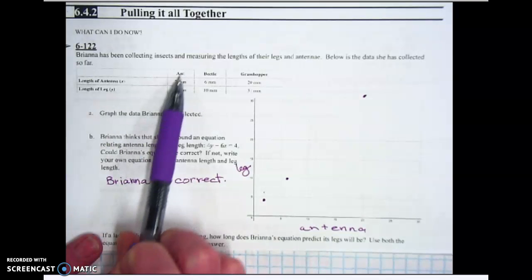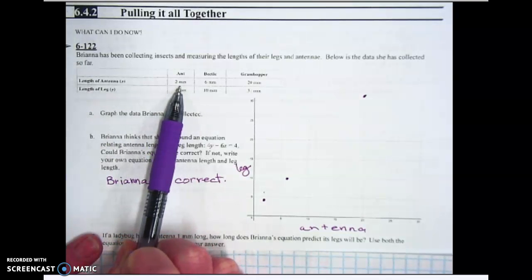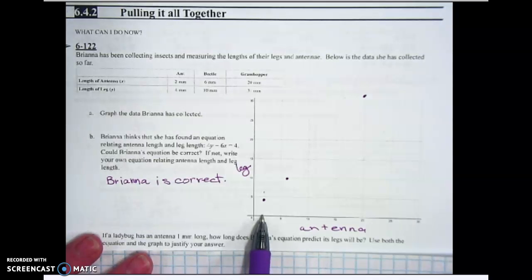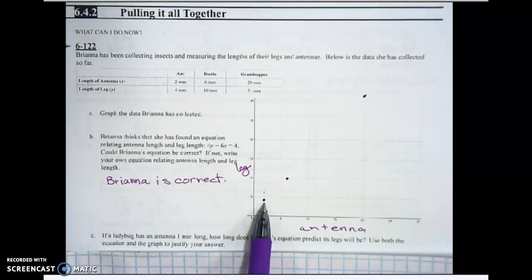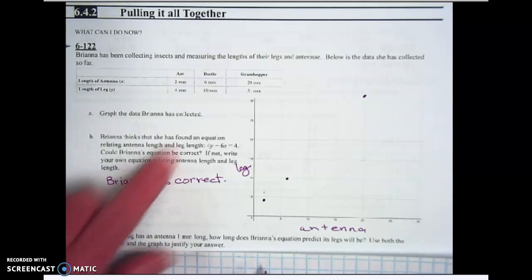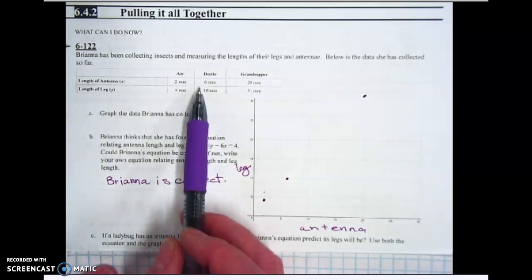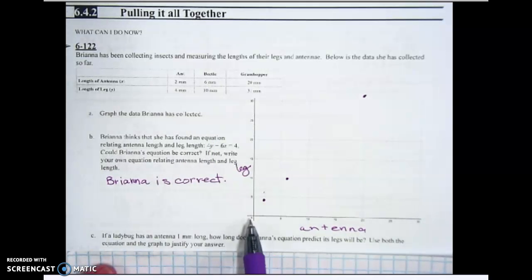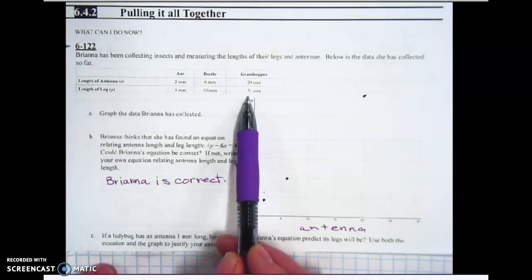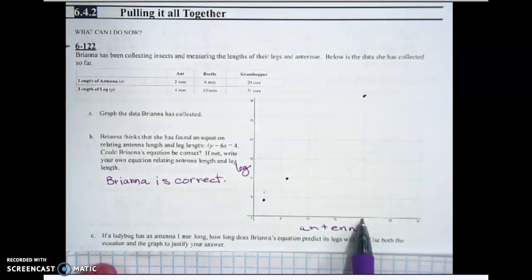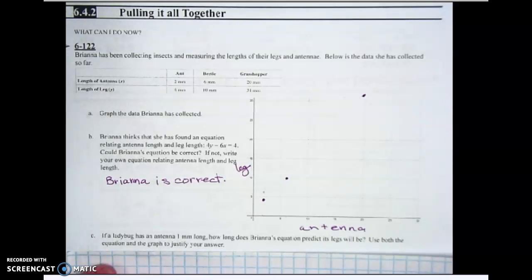So first, let's do the ant. The ant had a 2 millimeter antenna. So you go over just 2 of those little lines, and they're very faint because for some reason they don't come out in duplicating. And then for the length of the leg, you go up just below the 5, which is where 4 is at, and you put a point. Then we're going to do the beetle. The beetle was at 6 millimeters and 10 millimeters. So you go over 6, go up 10, put a point. And then for the grasshopper, it was 20 and 31. So you go all the way over to 20, all the way up to 31, and put a point.